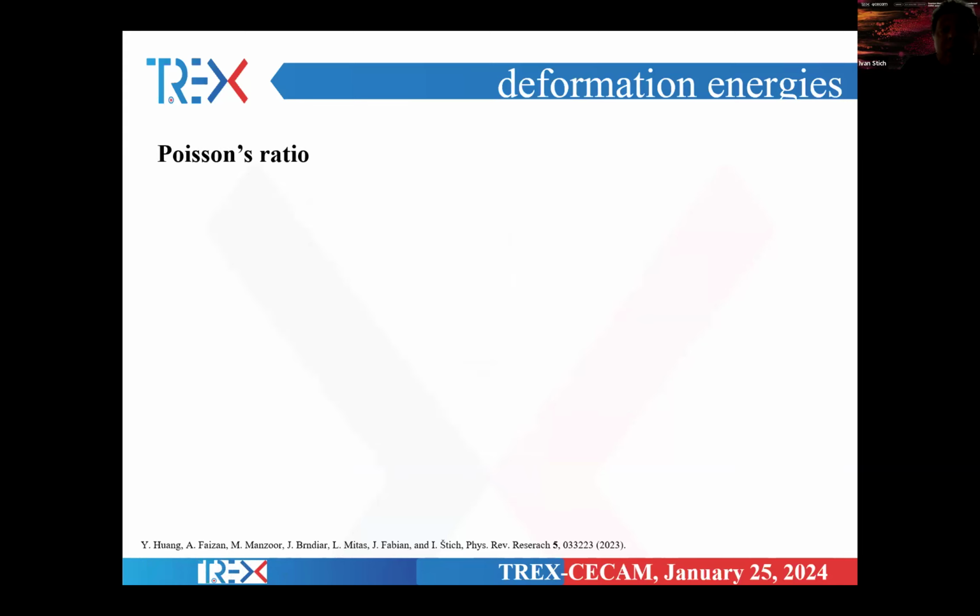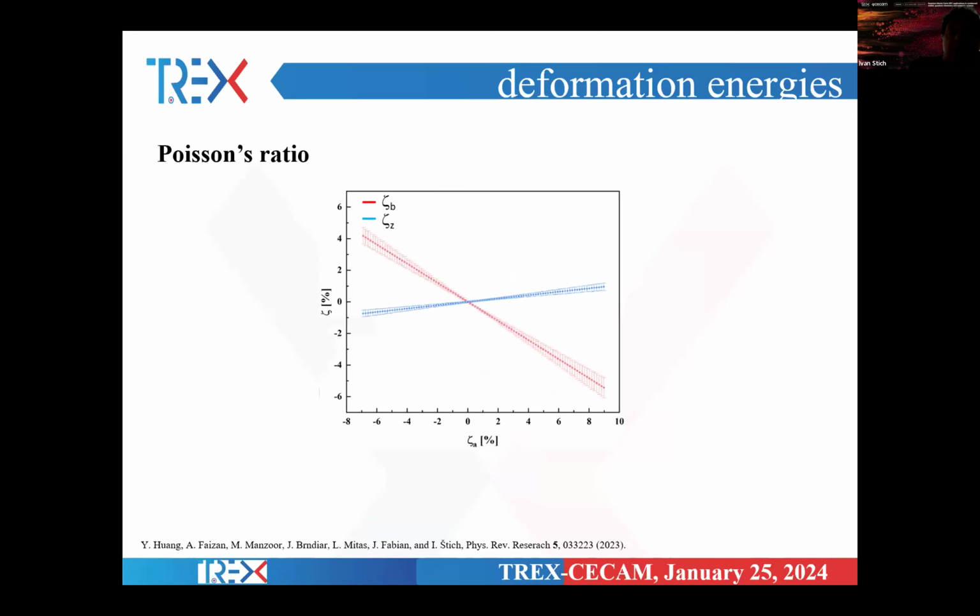Okay, one thing I'd like to mention is the so-called Poisson's ratio, which we have calculated from our QMC results. And this is the relation between strain in A and strain either in B or the perpendicular strain in the Z direction. And normally materials, if you strain them, if you stretch them, they would shrink in the middle. This is what is called positive Poisson's ratio.